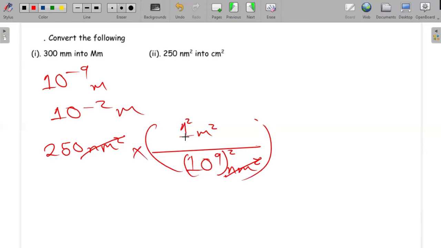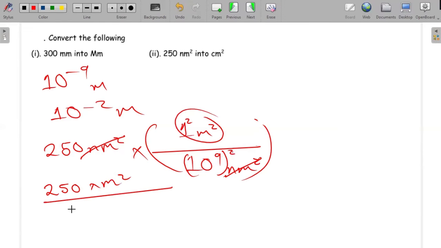Then from here, we're going to have 250 multiplied by the meter squared, divided by 10 to the power 9 multiplied by 2. This is 18. So divided by 10 to the power 18. What answer are we going to get?